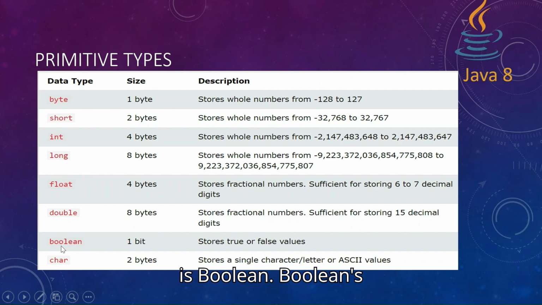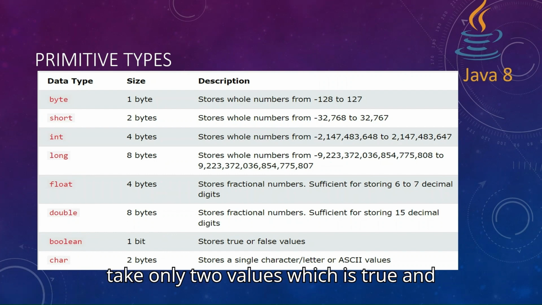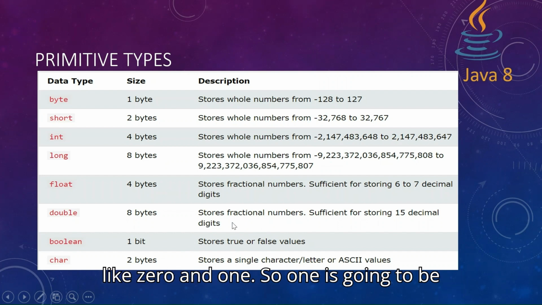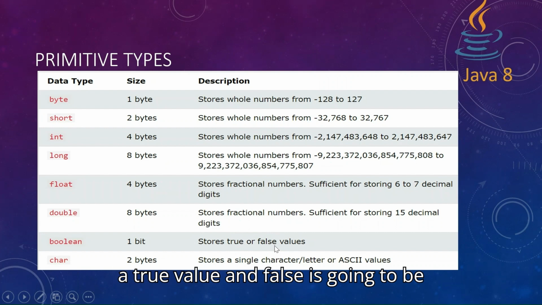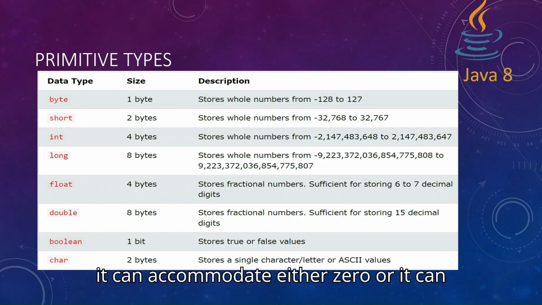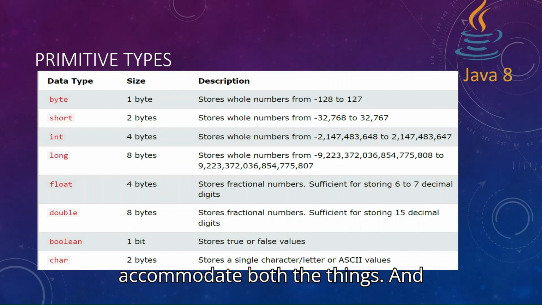And then there is boolean. Boolean's capacity is just 1 bit, so it will take only two values, true and false. This could also be represented as 0 and 1. So 1 is going to be a true value, and false is going to be 0. It can accommodate either 0 or 1. It cannot accommodate both things.